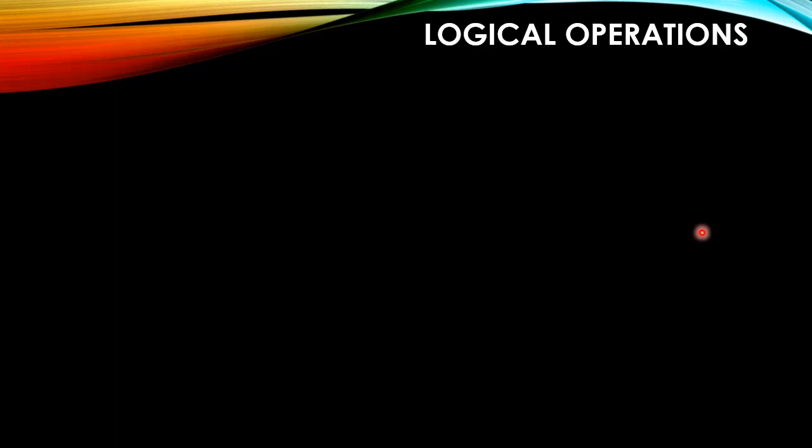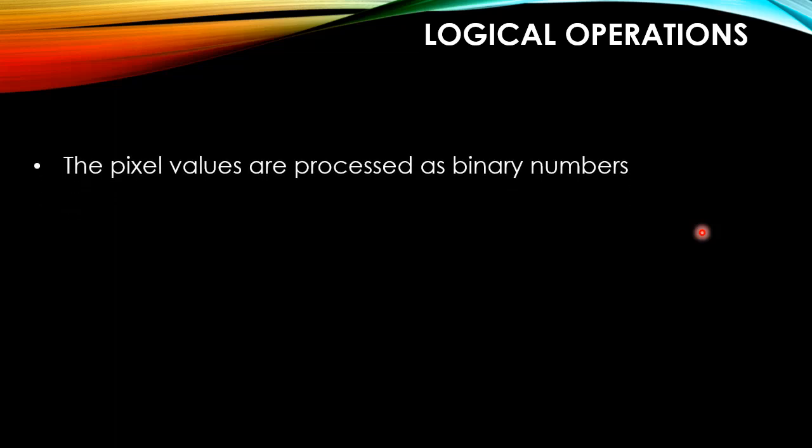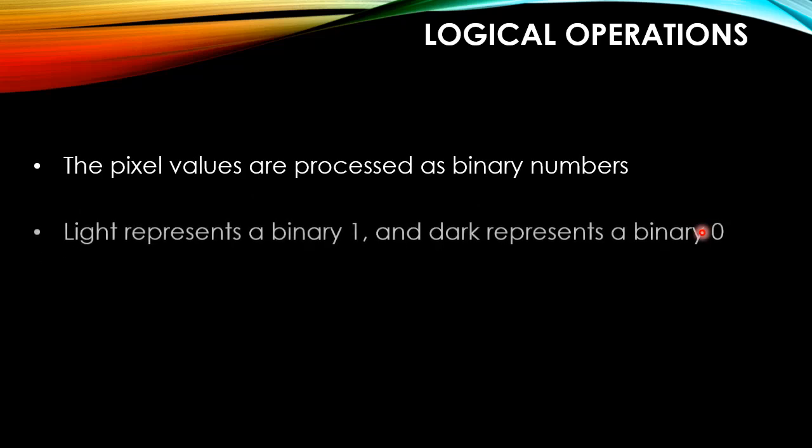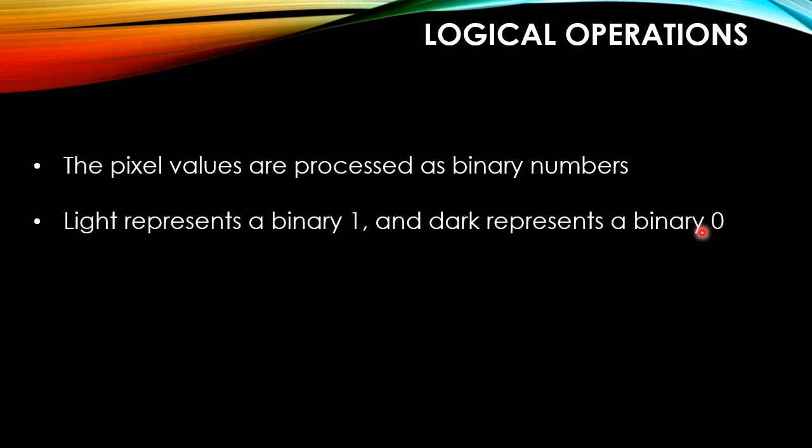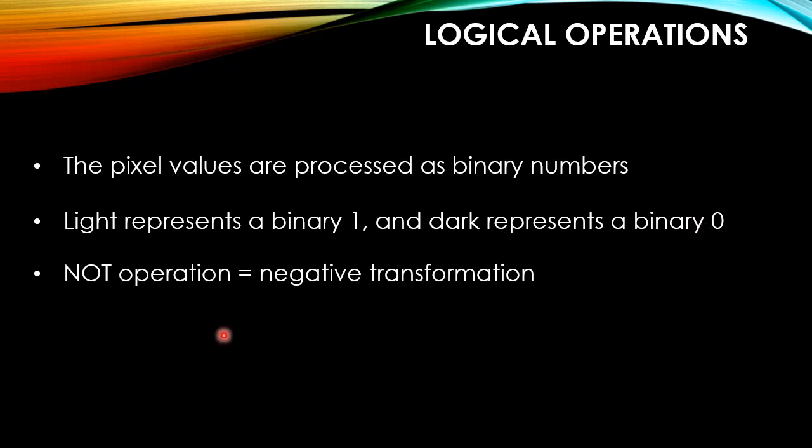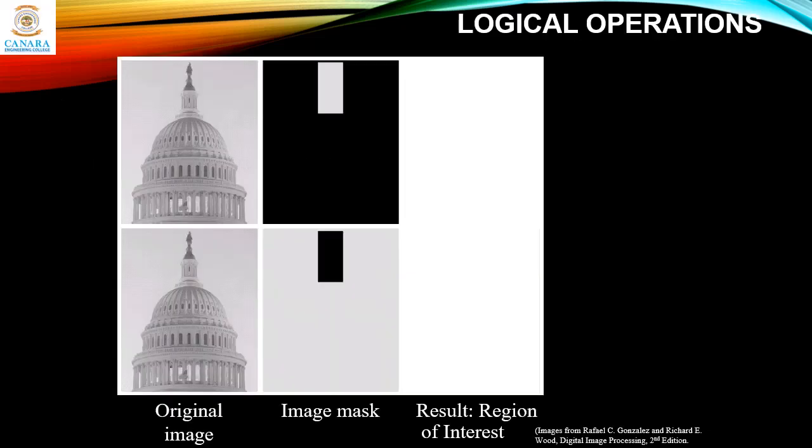We can also perform logical operations on images. This essentially means pixel values are processed as binary numbers. In this case, light represents a binary 1 and dark represents a binary 0. And NOT operation is basically a negative transformation, which we studied in the previous lectures. Let us understand the logical operations and how we can use them for certain applications.